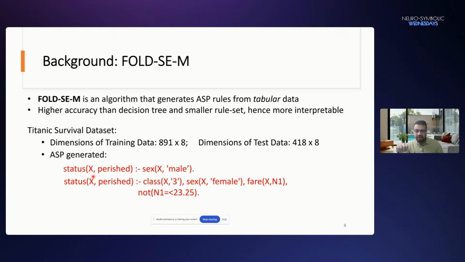The first rule says X perished if X was male, right? So the first rule straight up says that most males perished. The second rule says X perished if the passenger was a third class passenger, the passenger was female, and the fare that they paid was not less than 23.25, which means it was greater than 23.25. With just these two rules, we're able to get a 99% accuracy, 98% precision on that data set, which is really nice because this gives us a lot of interpretability.